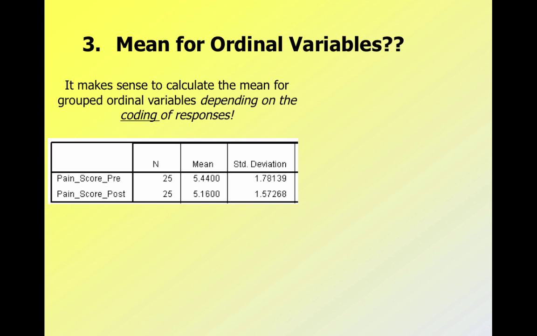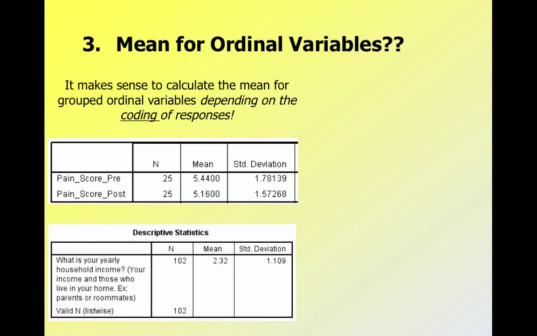However, look at this ordinal variable. What is your yearly household income? Again, it doesn't make sense for us to report these types of statistics, the mean, when using grouped ordinal variables or grouped interval or ratio variables.